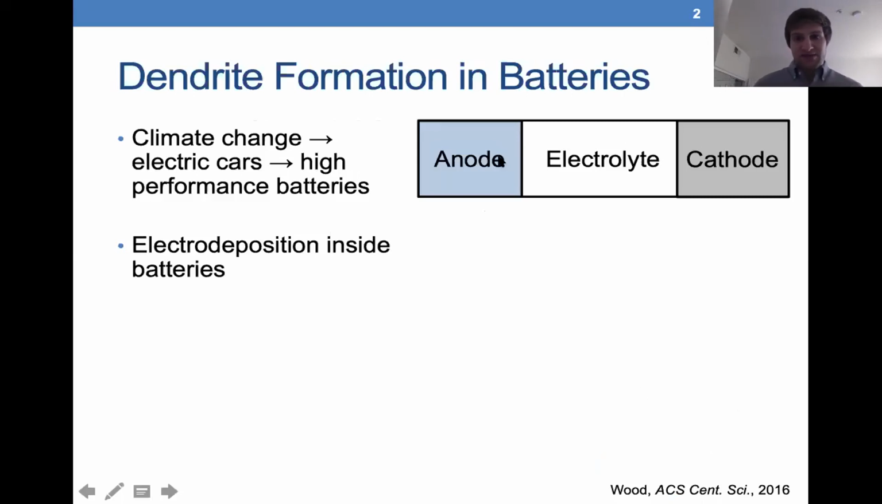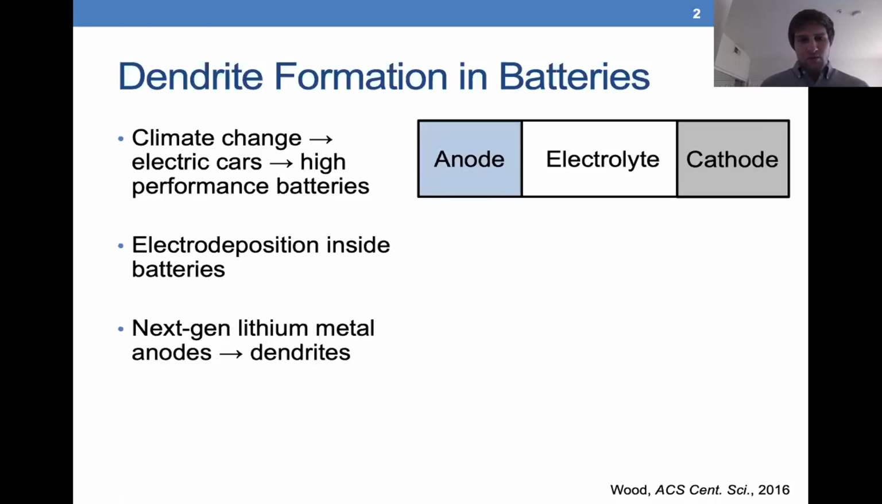Batteries have three components. There's an anode, an electrolyte, and a cathode. And ions flow back and forth from the cathode to the anode during the operation of the battery. And electrodeposition occurs inside the battery at the surface of the anode and at the surface of the cathode, where the ions plate onto the anode and the cathode.